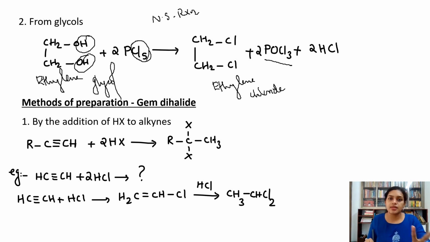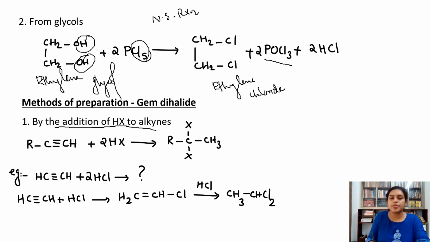These are the two methods of preparation for vic dihalide, from alkene and from glycols. Now let's see the preparation of a gem dihalide. The first one is by the addition of hydrogen halide to alkynes. Here I have given an example.